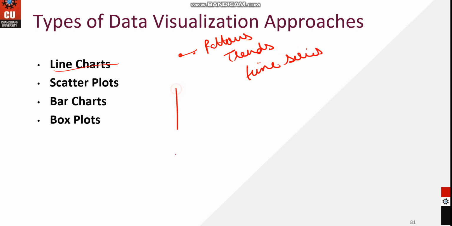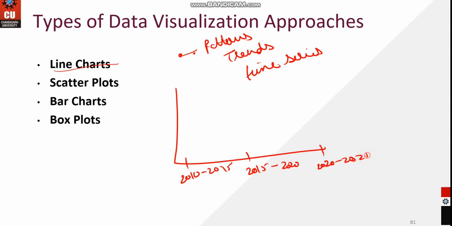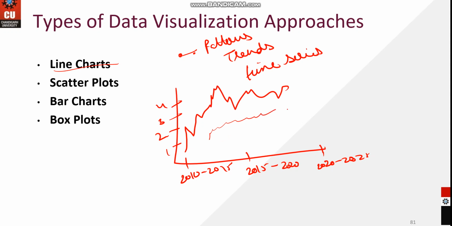In this case, suppose we have a graph in which we have data from 2010 to 2015, then 2015 to 2020, and 2020 to 2025, and so on. And suppose along the y-axis we have certain ratio figures. Then the line charts are like this, representing certain lines of data. So it can represent like this, with various parameters being represented over this.